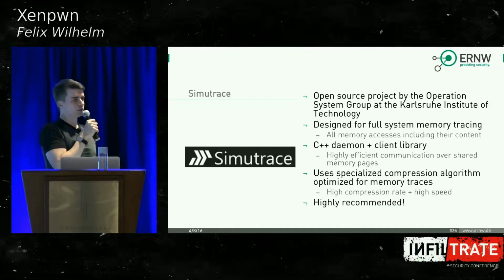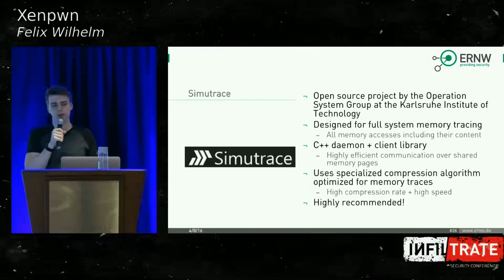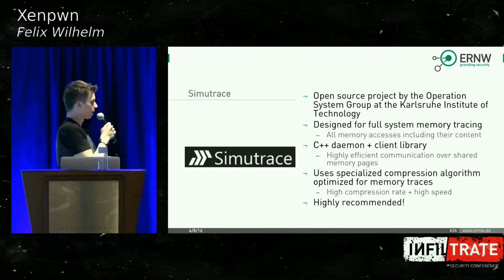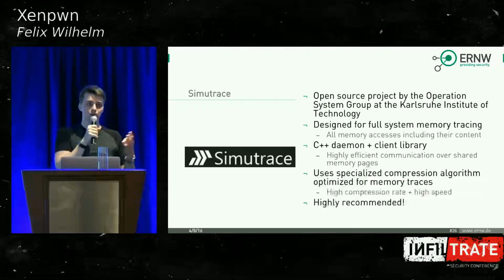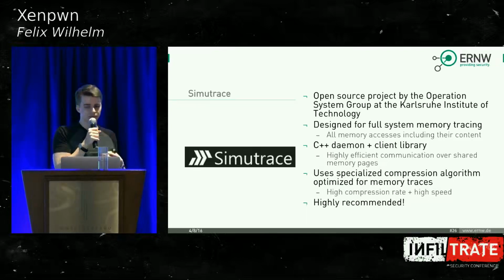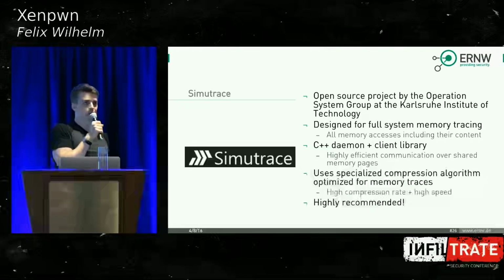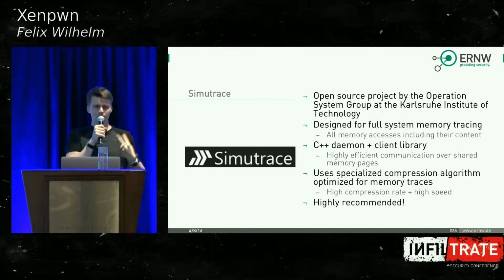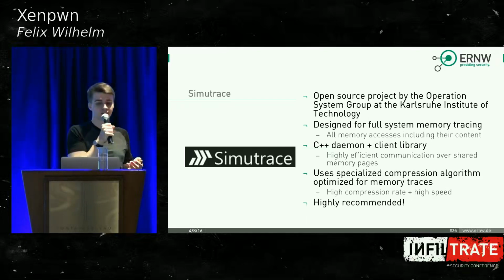So you can do this for performance reasons or to do replaying of a whole virtual machine. This requires much more performance than we require, because we are only interested in shared memory accesses. So high performance is one of the core features of Xenpwn. And it's implemented as a C++ daemon. It's simply running in user space, and you get a C library to talk to this daemon. The communication, funnily enough, is also implemented on top of shared memory pages.